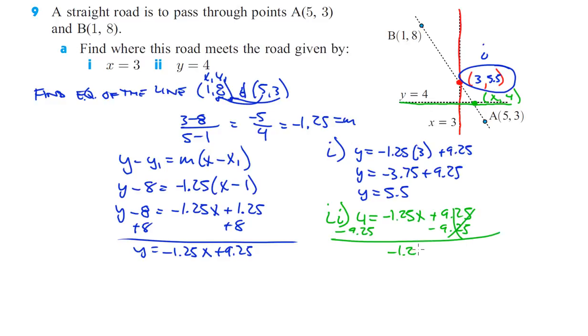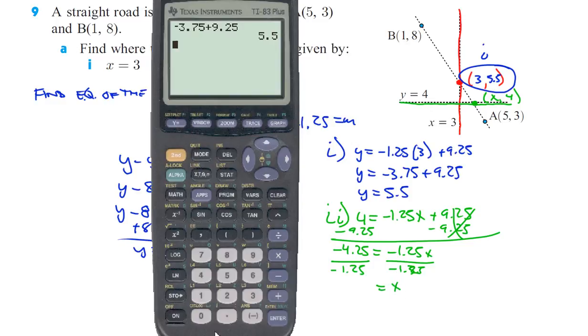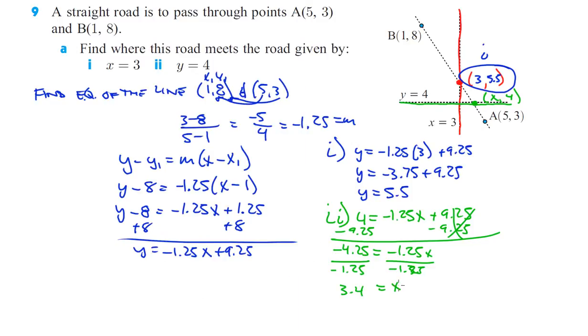Right, and we get negative 1.25x equals negative 4.25. Divide both sides by a negative 1.25, and we will get what x is. So let's just go 4.25 divided by 1.25, because we know the two negatives will make the positive, and we get x equals 3.4. So this coordinate right in there is going to be at 3.4 and 4.